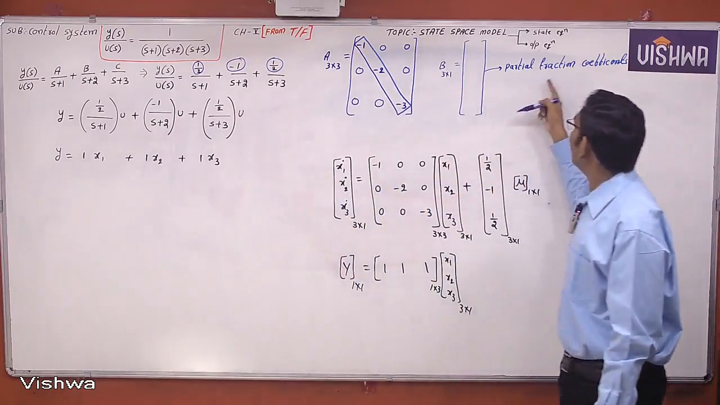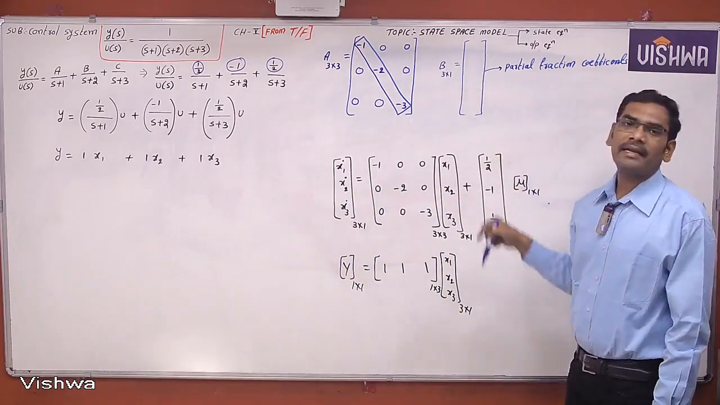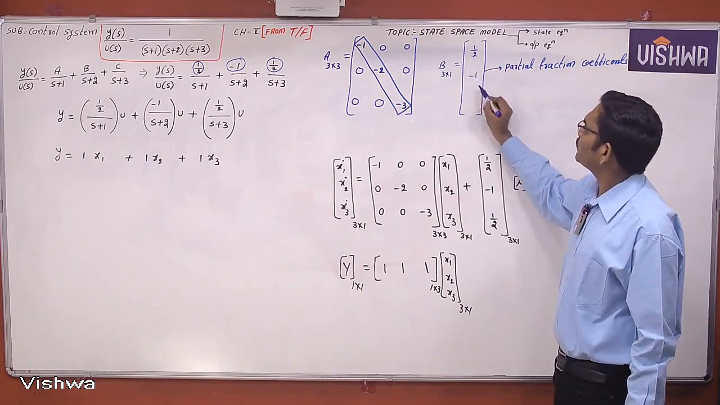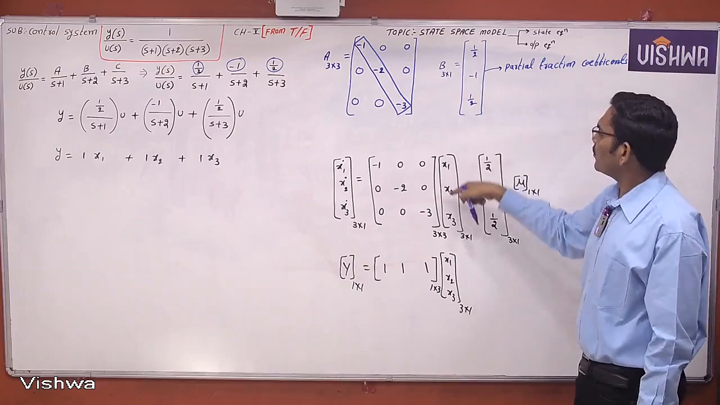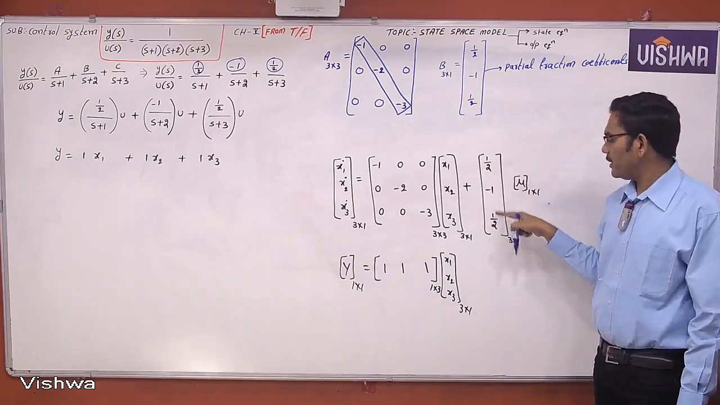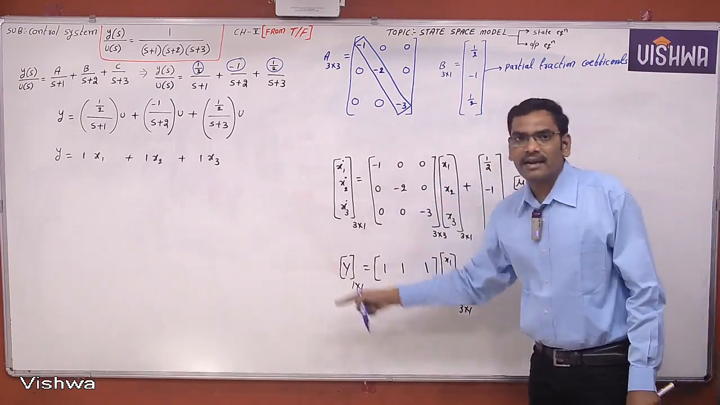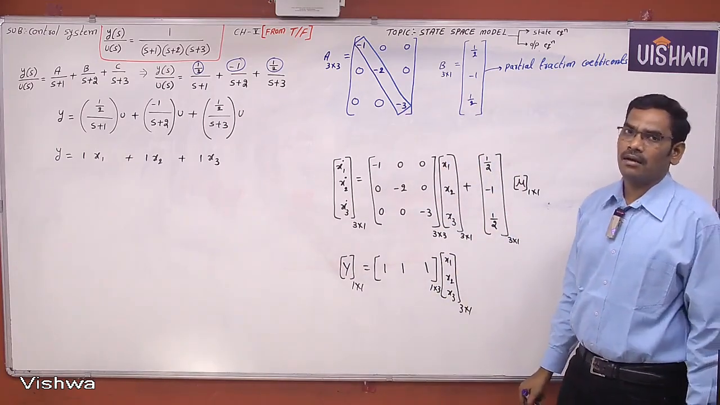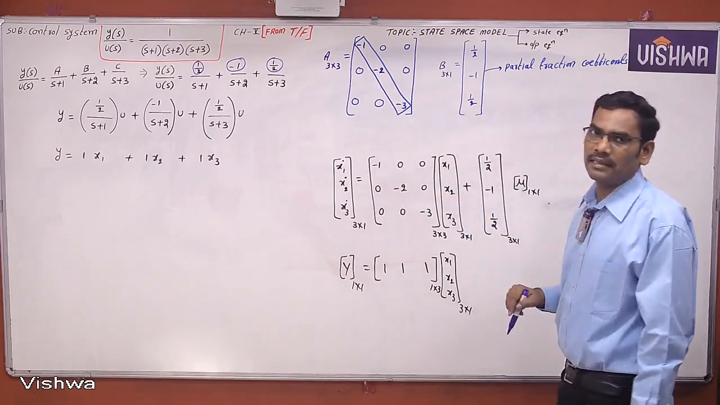Now those partial fraction coefficients will be the B matrix elements, which means 1 by 2, -1, 1 by 2. In the general procedure, what are you getting? 1 by 2, -1, 1 by 2. This is the general or lengthy procedure, and this is the shortcut method. Will it give the same answer or not? Yes, it will give the same answer. Am I right or not?